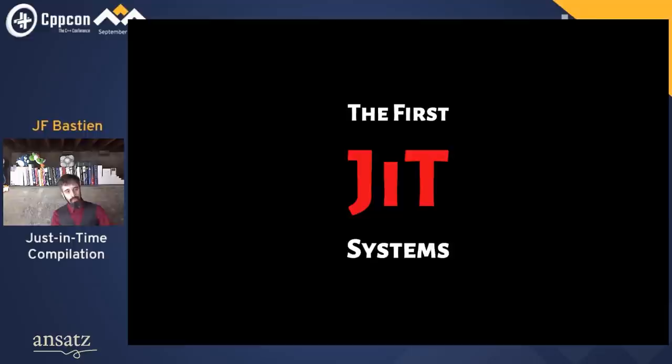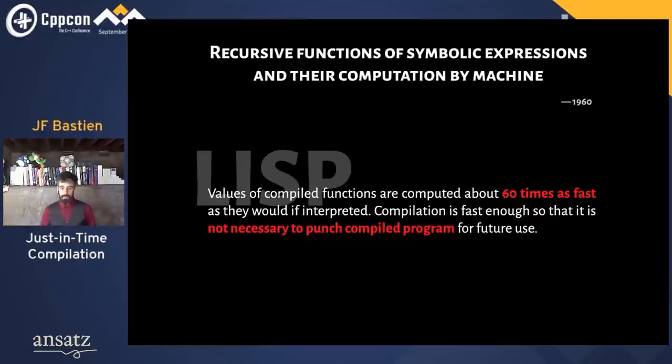Now, the first published thing that seemed to be a JIT is this one. Recursive Functions of Symbolic Expressions and Their Computation by Machine. This is a paper that outlines Lisp, pretty old language. I think most of you know about it. And the paper says values of compiled functions are computed about 60 times as fast as they would if interpreted. Compilation is fast enough so it is not necessary to punch compiled programs for future use. Okay, so this is the first published paper that talks about JITs.